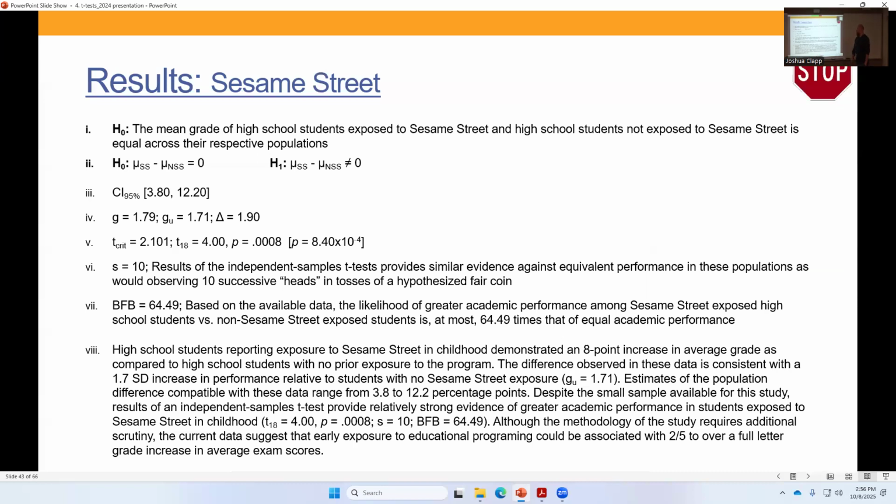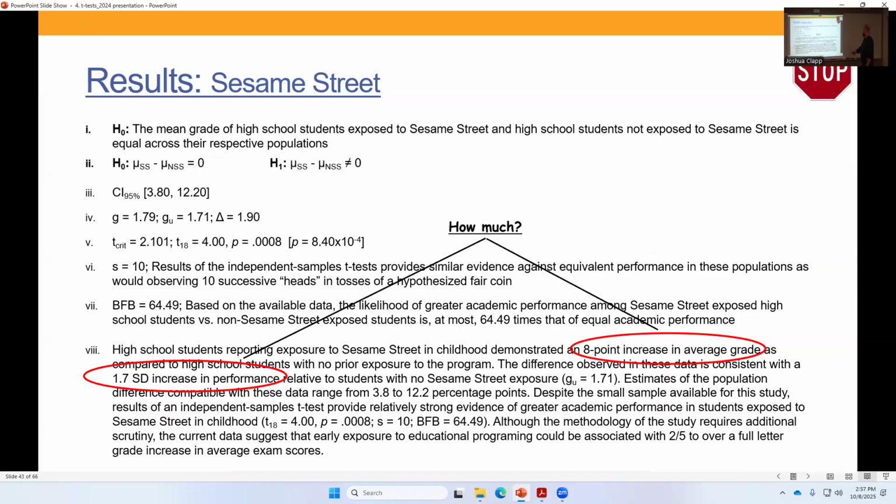All right. Then we've got our summary here, right? High school students reporting exposure to Sesame Street in childhood demonstrated an 8-point increase in average grade as compared to high school students with no prior exposure to the program. The difference observed with these data is consistent with a 1.7 standard deviation increase in performance relative to students with no Sesame Street exposure. What I'm doing here is telling you how much of a difference we're seeing. And this starts to become really important, right? We're saying estimates of the population difference compatible with these data range from 3.8 to 12.2 percentage points.